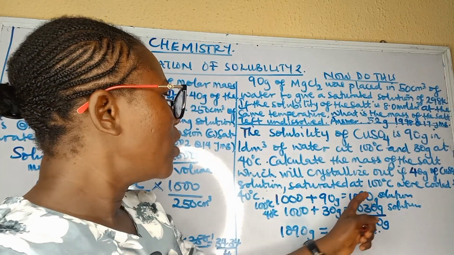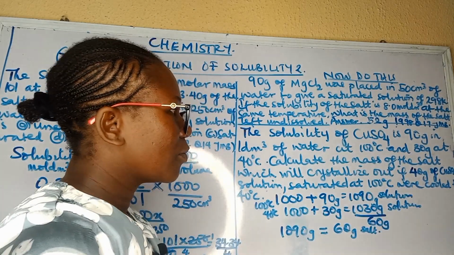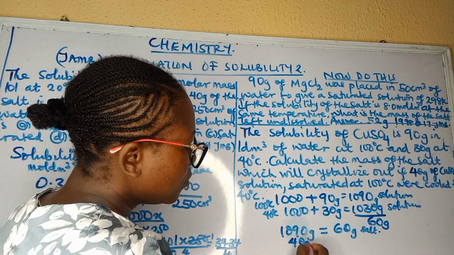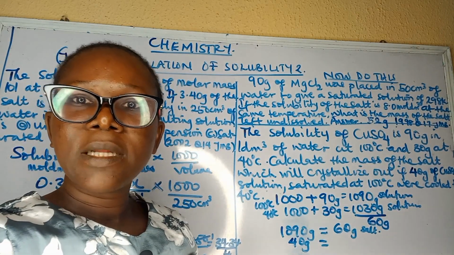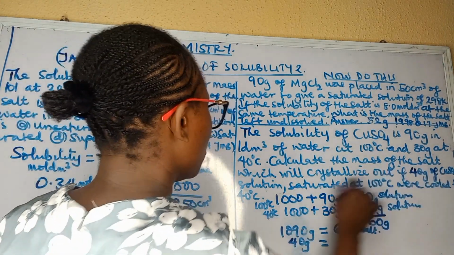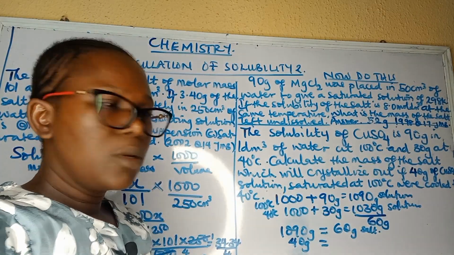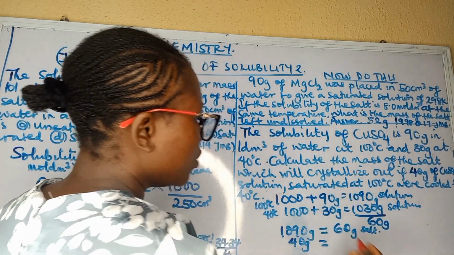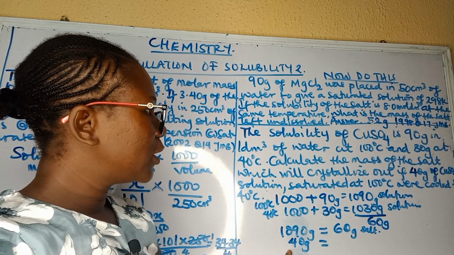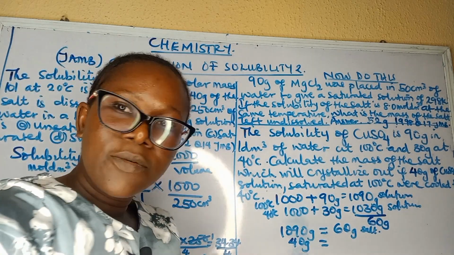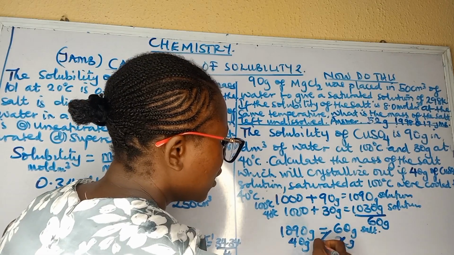So the question now is, what mass will crystallize out if it is 40 grams? If 40 grams of salt is being used, what is the mass? Or if 40 grams of copper 2 tetrahydrosulfate 6 solution is used, what is the amount that will crystallize out? This is the total mass of the solution. In this case, 40. If it is 40 grams that is used, what mass will crystallize out? So we need to calculate that.